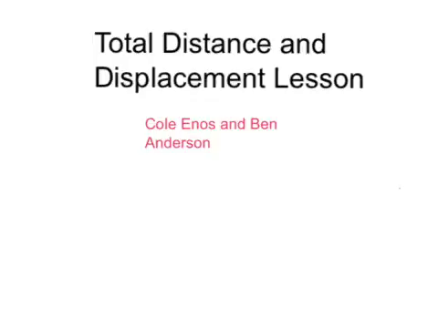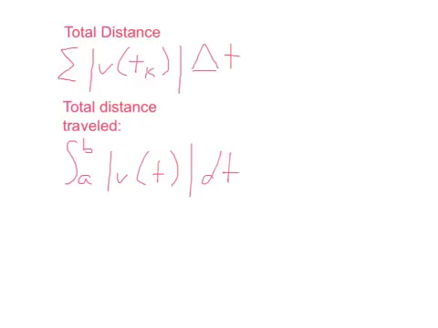Today we're going to be going over total distance and total displacement. For total distance, the general equation is shown here, but more commonly it is seen as this: an integral from a to b of the absolute value of v(t) times dt.